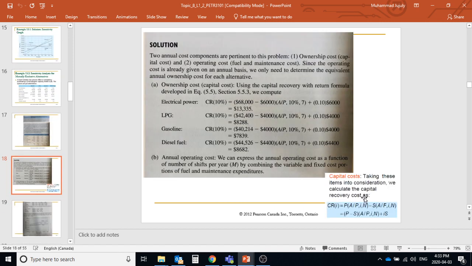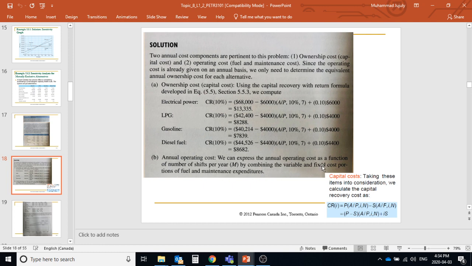So what do we know? The solution: remember how we determine the capital cost from chapter 5. From chapter 5 we know this is the formula for capital recovery, or capital cost. So we determine the capital cost for each of the items: electric, LPG, gasoline, and diesel. When we have the capital cost, what is the next one? We want the annual operating cost. Remember, these are all annual. Capital recovery means annual capital cost, plus annual operating cost.